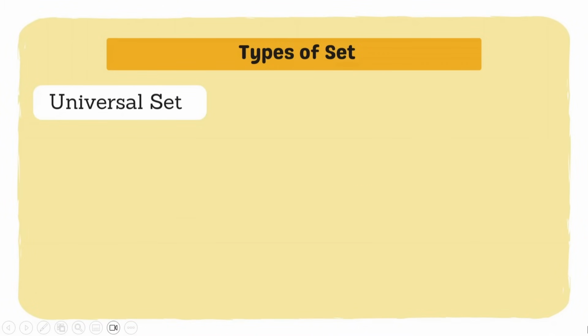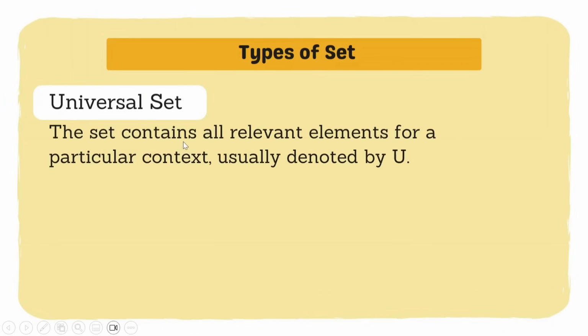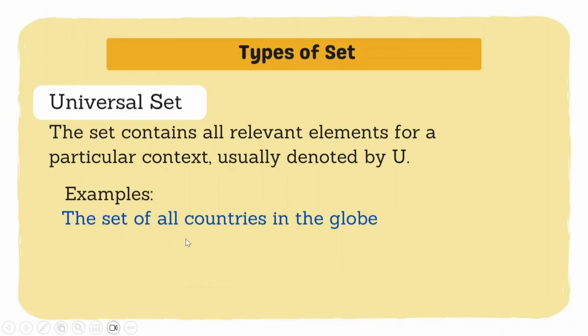The last type of set that we are going to discuss here is what we call the universal set. Bakit kaya siya tinawag na universal set? The set contains all relevant elements for a particular context, usually denoted by capital letter U. So, lahat na po ng elements kabilang dito as long as they are under consideration. So, example po natin, the set of all countries in the globe. Kung ang pinag-uusapan natin ay countries, ang universal set po natin is lahat na ng country in the globe.